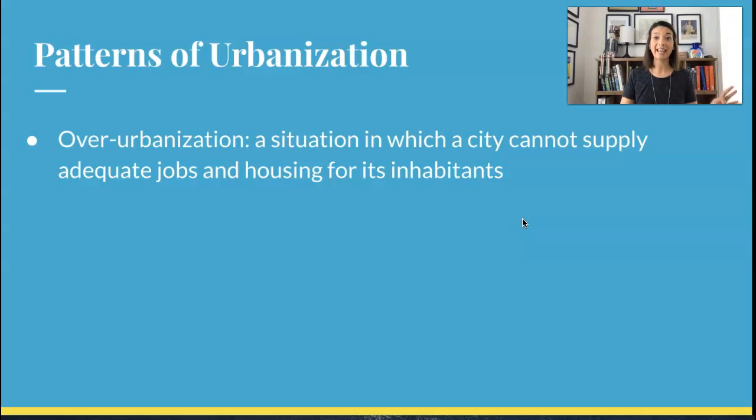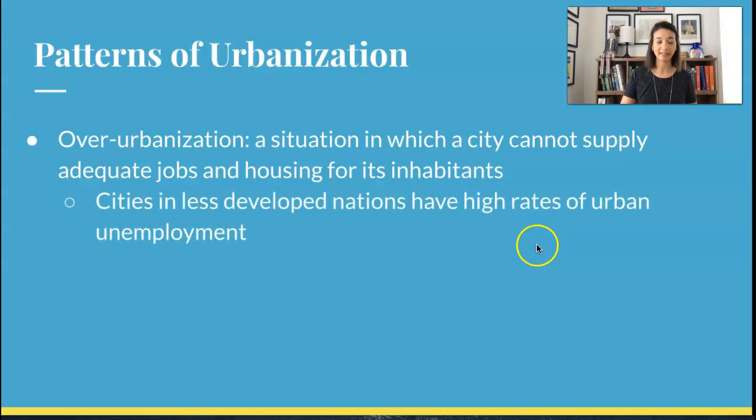Okay, so we're going to start with the concept of over-urbanization, which is defined as a situation in which a city cannot supply adequate jobs and housing for its inhabitants. Just because people move into a city doesn't mean that there are jobs, and it doesn't mean that there is a place for them to live. We're going to talk about why people go to the city even if they don't have a job or a place to live.